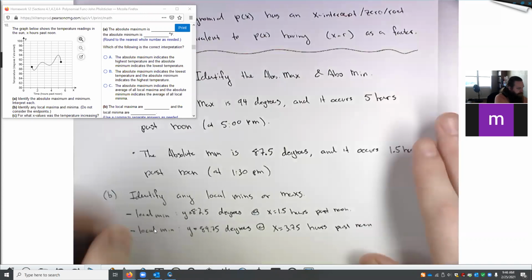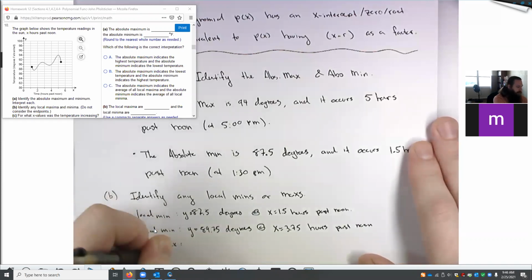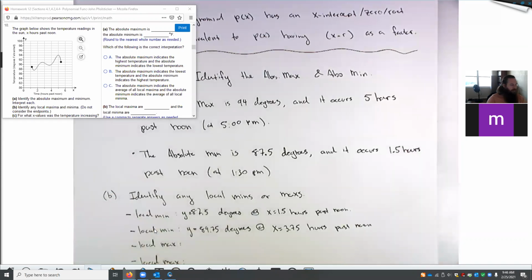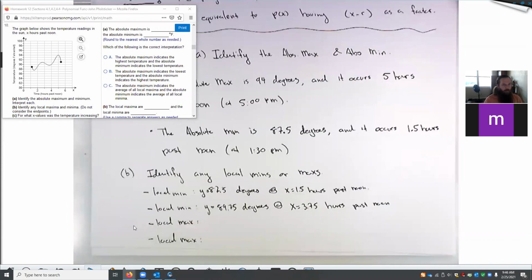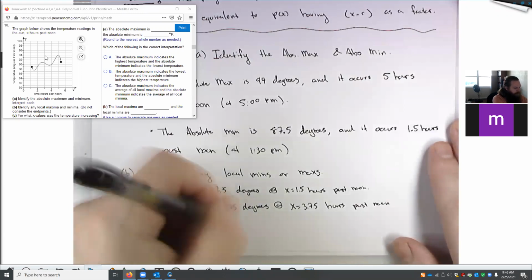All right, then let's look at our local maxes. There are two of these also. It's the top of those two hills. Each of those hills represents a local max. I've got one here and I've got one here. The local max here is between 2 and 3 p.m. Looks like it's a little bit closer to 3 p.m. I would say that is 2:45. Yeah, 2.75 hours past noon. And the y value there is 91 degrees. So our first local max is y equals 91 degrees.